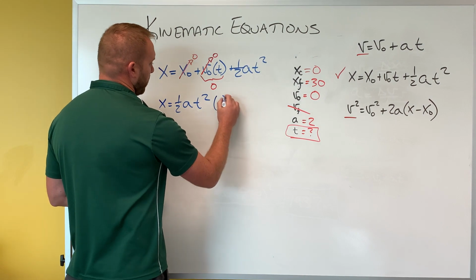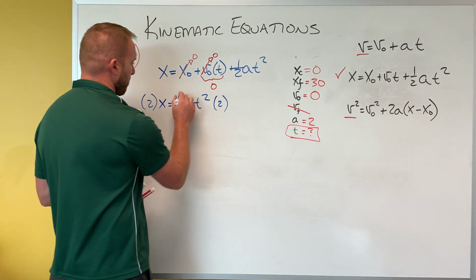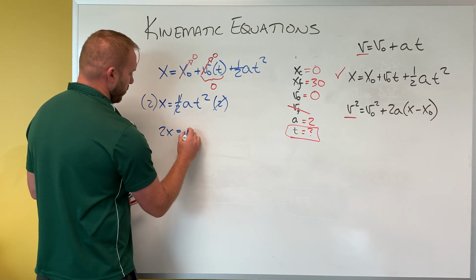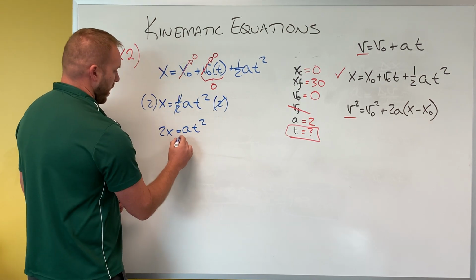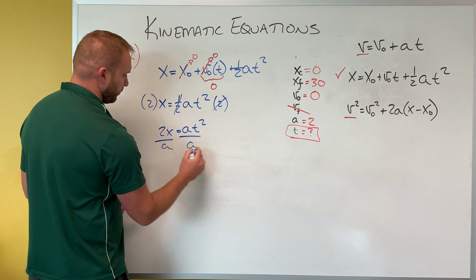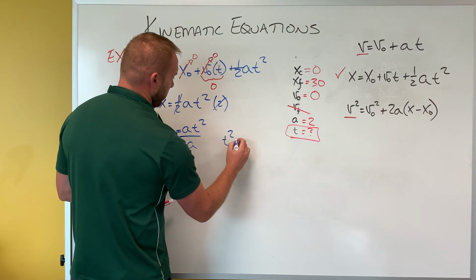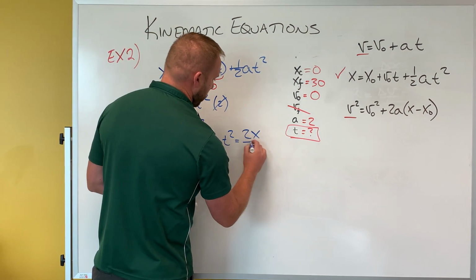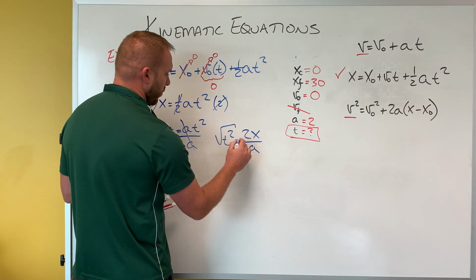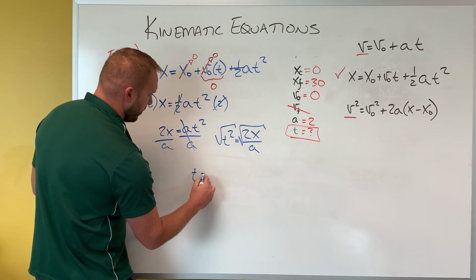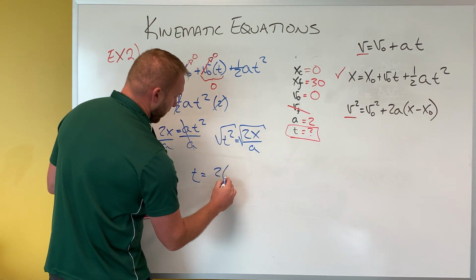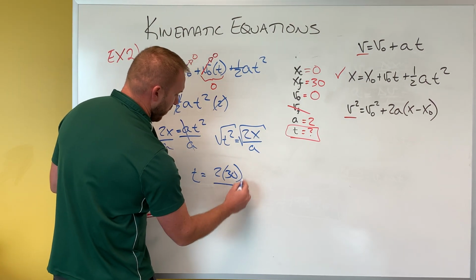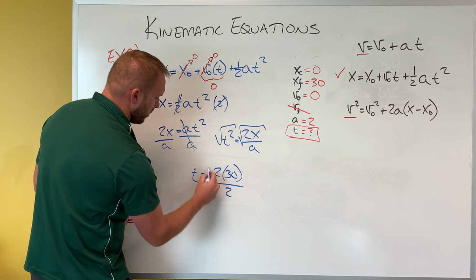To do that, I'm going to multiply each side by 2. That gets rid of my 1/2. So I have 2x equals acceleration times time squared. I'm going to divide by a. So I get t squared equals 2 times final position over acceleration, and I'm going to square root. So my time is equal to the square root of 2 times, now I can start plugging in my numbers, 30 over 2.